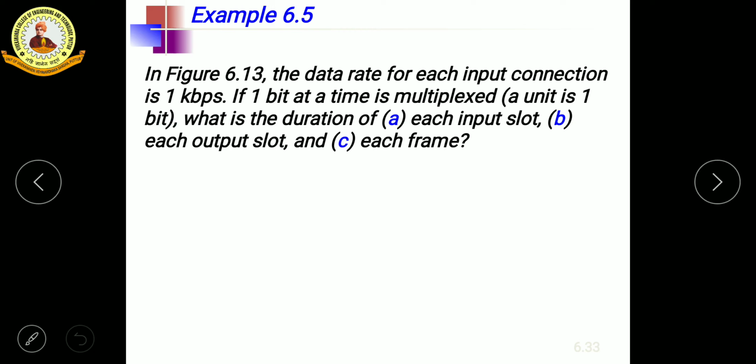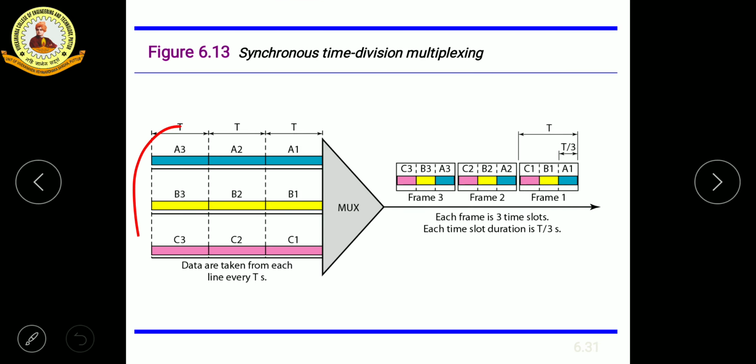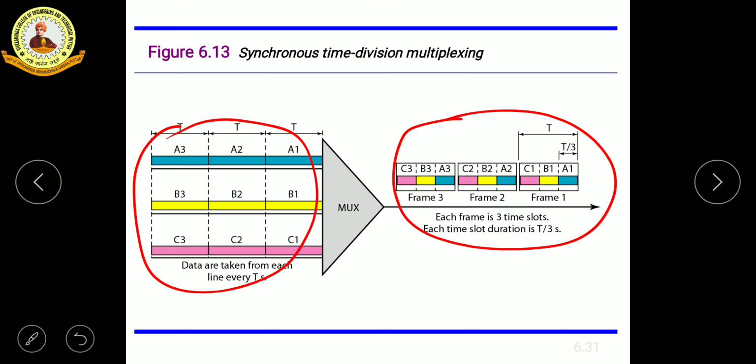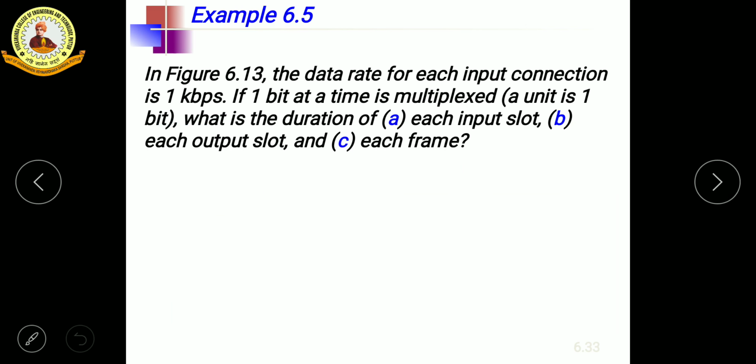So we will solve the first example. Take down: in figure 6.13, the data rate for each input connection is 1 kbps. We don't know how many input connections there are. Input connections means we will visualize this part. Output connections means we will visualize this part from now on in all the problems. So the data rate for each input connection is 1 kbps.